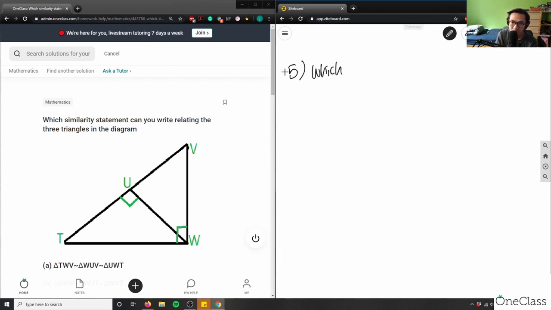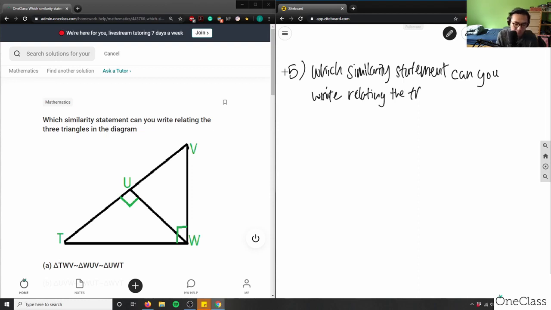Which similarity statement can you write relating the three triangles in the diagram? Okay, so this is the question. I'm going to draw out my triangle here.